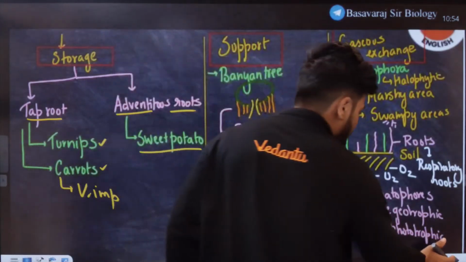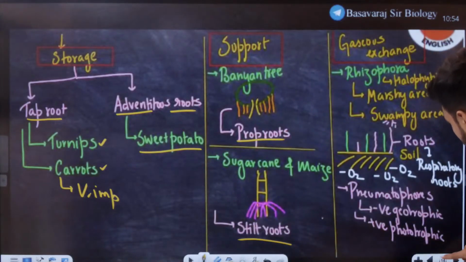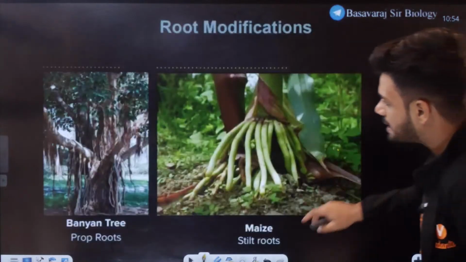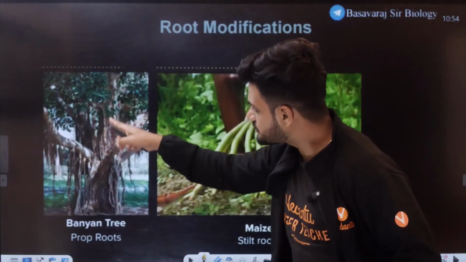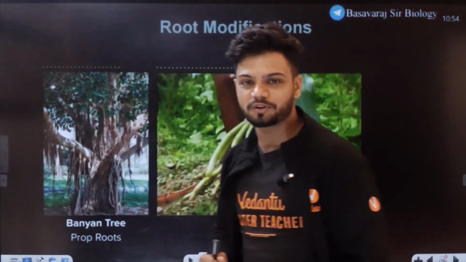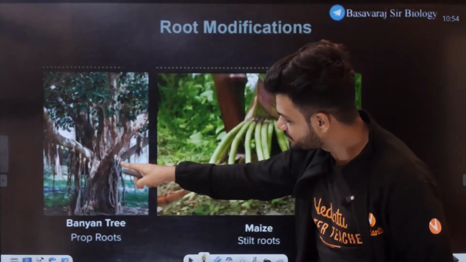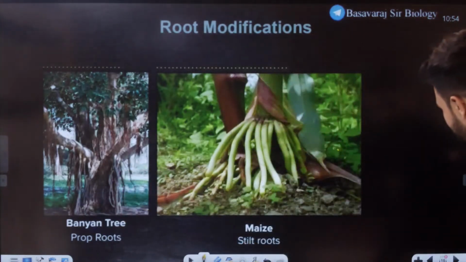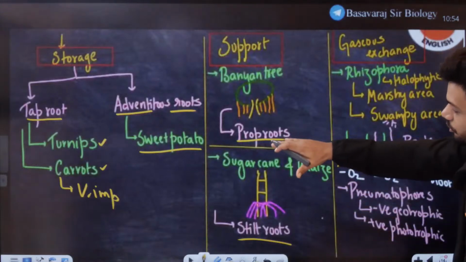See, if this is the banyan tree, how many of you have seen this, students? How many of you have seen a banyan tree? From the top of the banyan tree, have you seen roots coming out? You can go on them like Tarzan. This is called prop roots. Prop roots are seen here.